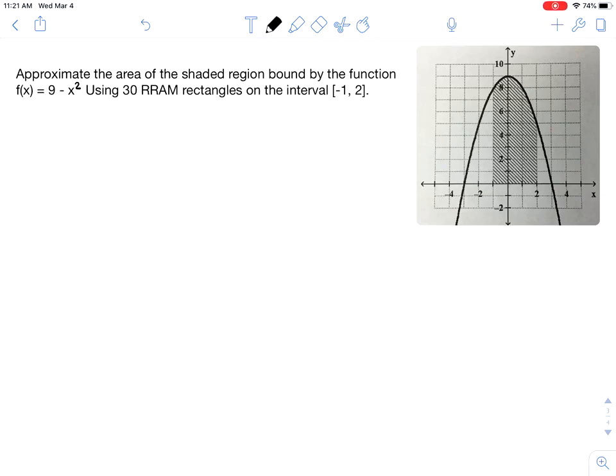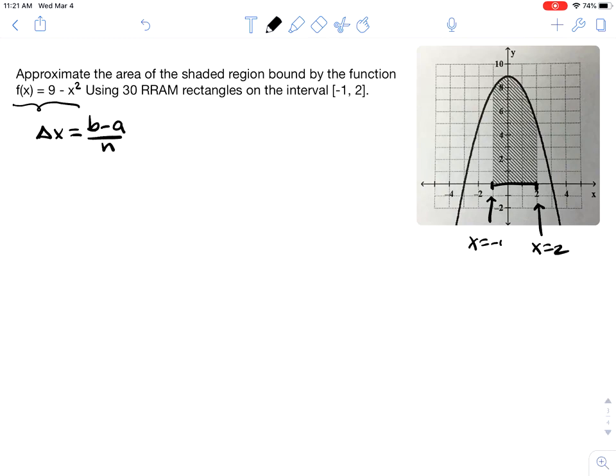Okay, so in this video we're going to solve a Riemann sum using 30 right rectangles to approximate the area of the shaded region. We see the shaded region goes from x equals -1 to x equals 2. And it is bound by the x-axis and the curve of the function f of x equals 9 minus x squared. Well, our first step is to find our delta x, which the formula is b minus a over n.